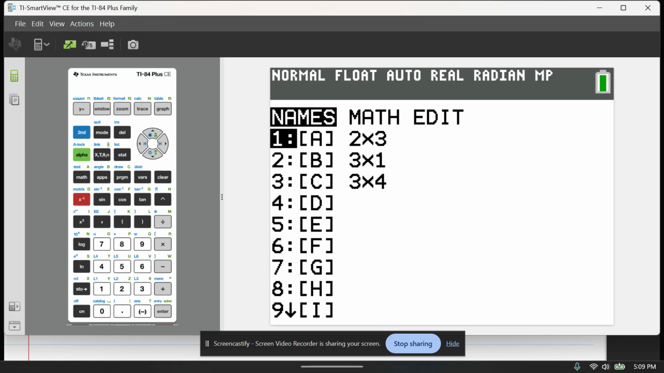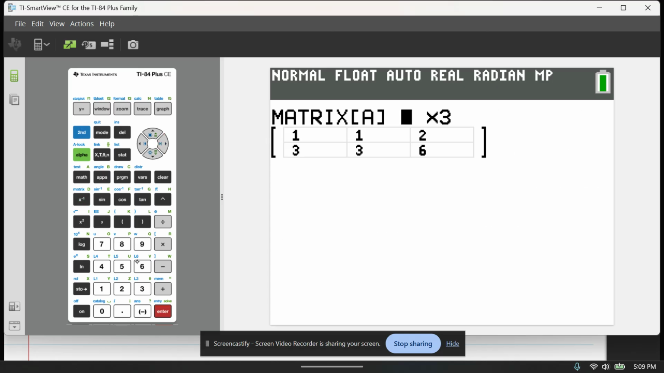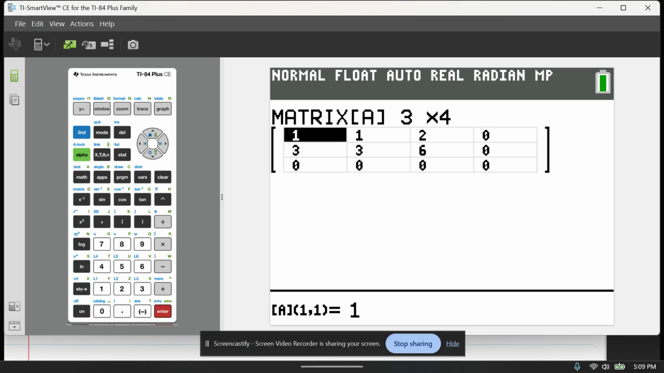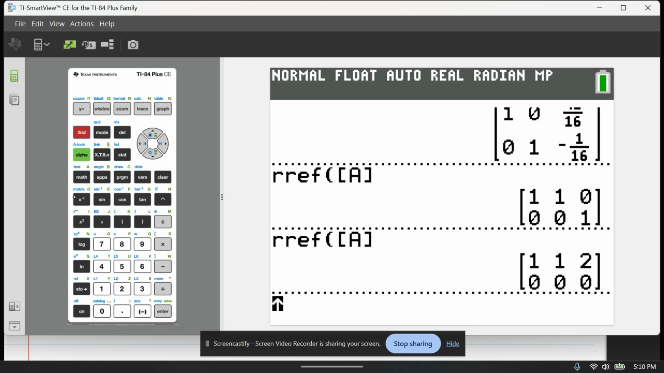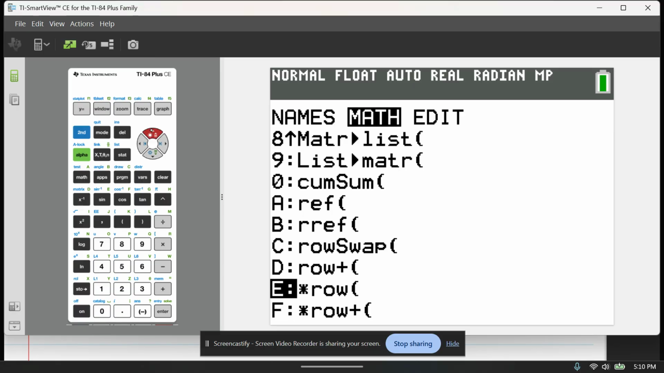Second matrix, to edit, I'm going to change my matrix A to 3 by 4. And then I'm putting that in there. So 1, -1, 5, -6, 3, 3, -1, 10, 1, 3, 2, 5. And then I'm running RREF on that matrix.